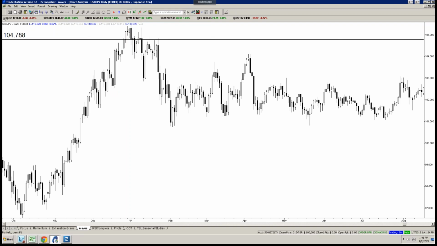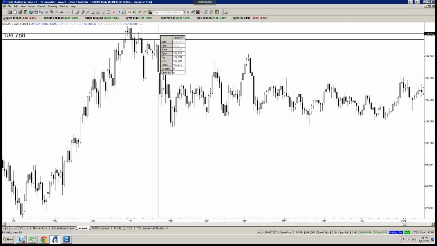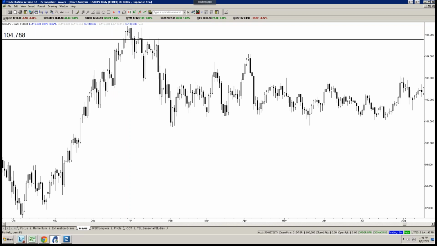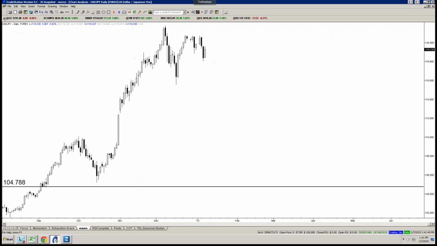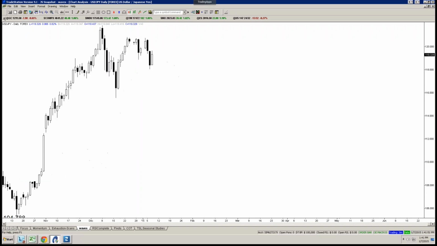Let's pull up a chart. I want to show you what dollar yen looked like last year at this exact same time, because the setup is somewhat similar. The setup to dollar MEX now might be similar to the setup in dollar yen last year. Okay?